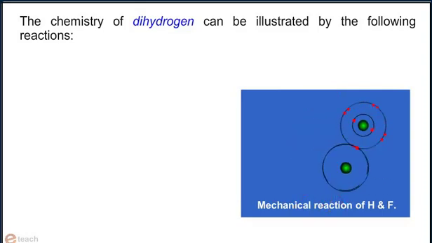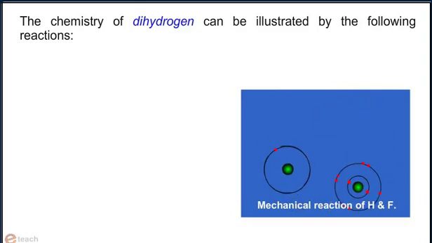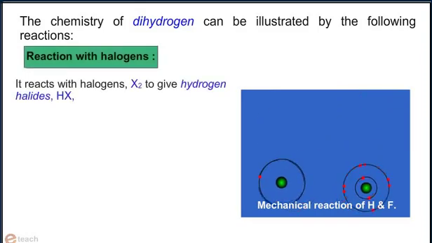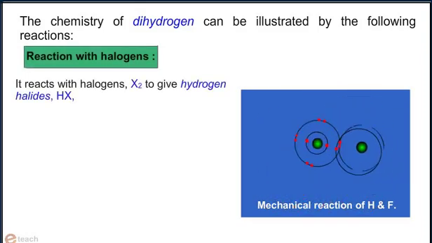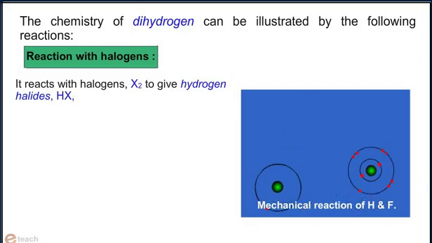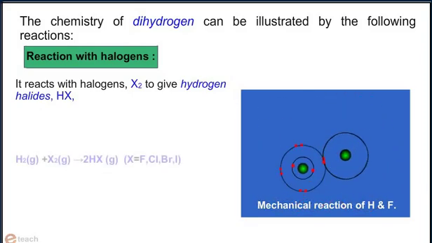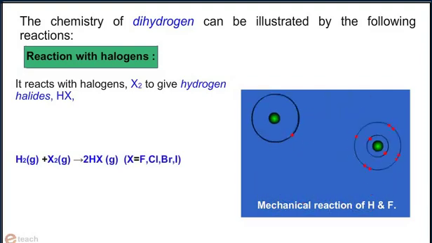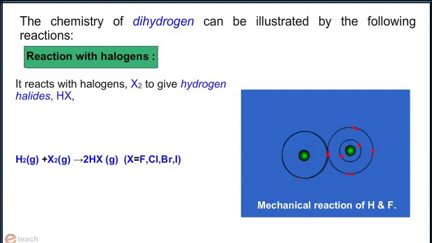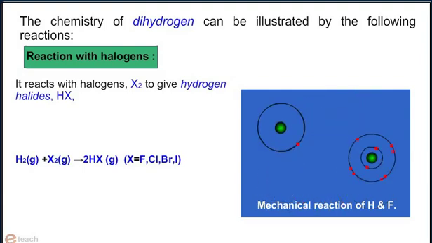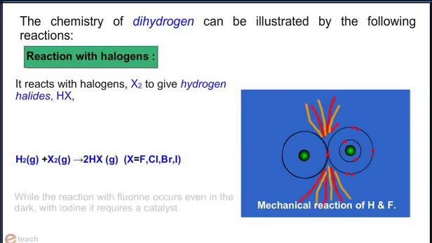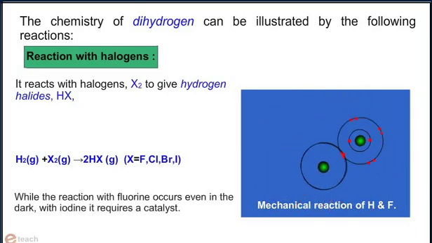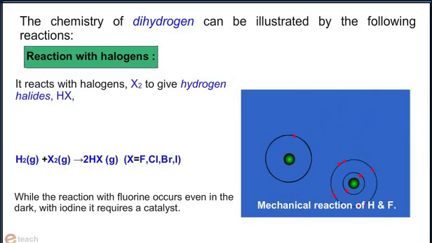The chemistry of dihydrogen can be illustrated by the following reactions. Reaction with halogens. It reacts with halogens X2 to give hydrogen halides HX. The reaction is H2 + X2 gives 2HX, where X is fluorine, chlorine, bromine, and iodine, while the reaction with fluorine occurs even in dark. With iodine, it requires a catalyst.